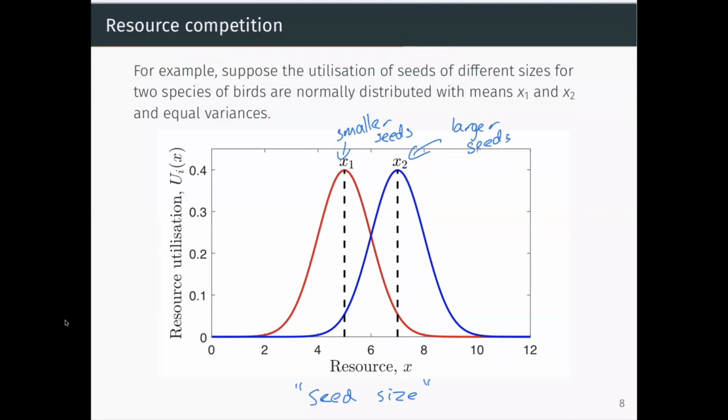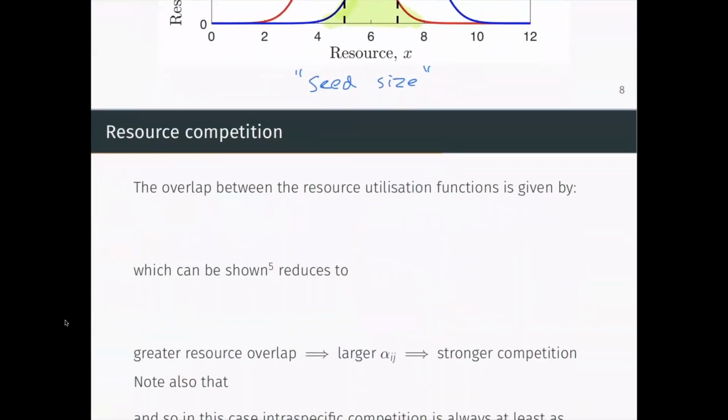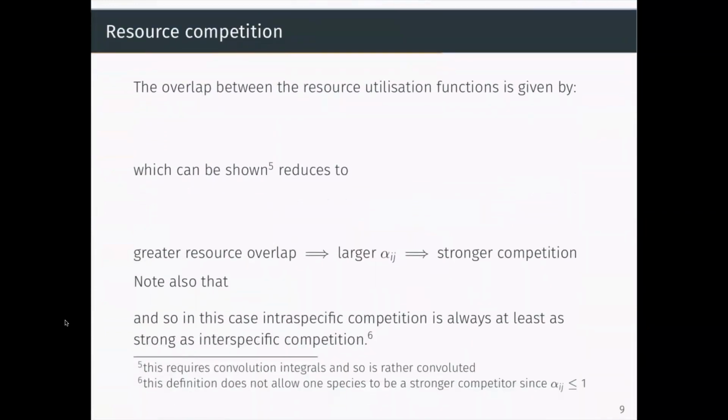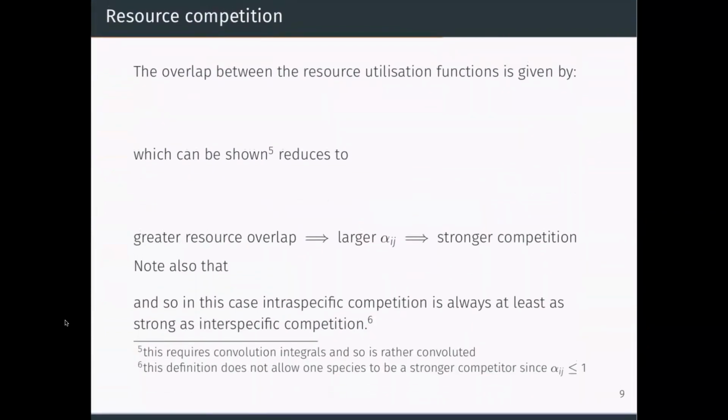So what we really want to know then is, okay, what is their niche overlap? And the niche overlap is going to be given by this area here. What is the overlap between these two curves? We're not going to go into a lot of detail about how we work this out, but essentially the overlap between these utilization functions is going to give us our alpha ij's. And to work this out, we need to look at the integral of our resource utilization function for species 1 and for species 2, or i and j in this case.